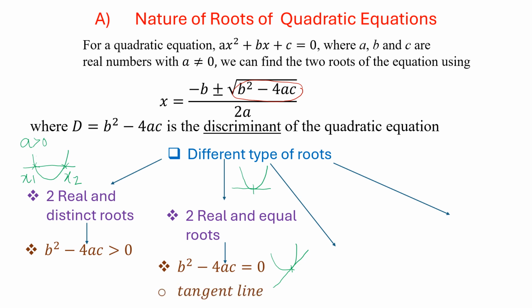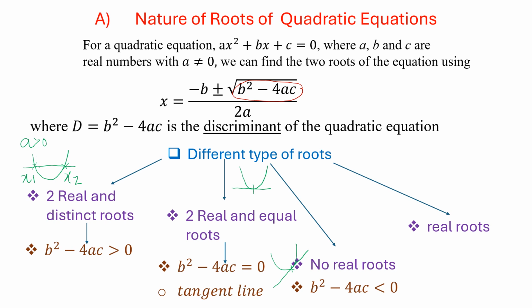Alright, so the third kind of roots will be no real roots. That happens when your b squared minus 4ac is a negative value. Because if you were to use a calculator to square root a negative value, you wouldn't get an answer. So it means no real roots. That happens when the value of b squared minus 4ac is a negative number.